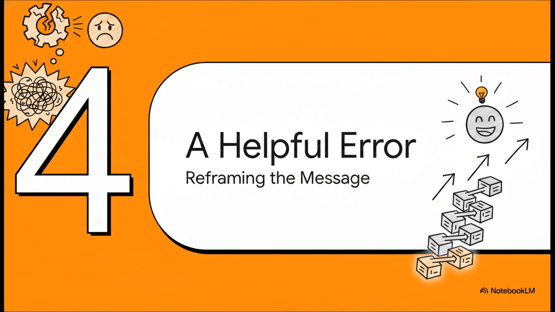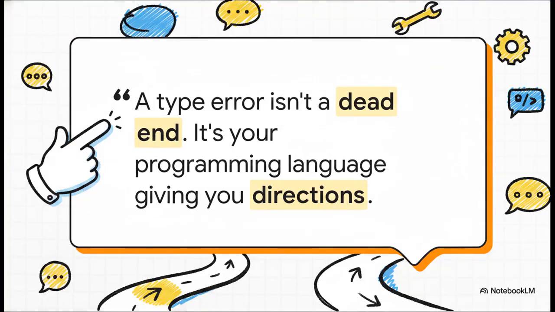So I want to end by reframing how we think about these kinds of errors. You know that initial feeling of frustration when your code just stops working? Let's try and turn that into something a bit more positive. So here's the big takeaway. A type error is not a failure. It's not a dead end. It's actually a form of communication. Think of it like your programming language is gently tapping you on the shoulder and giving you helpful directions to fix a problem it already found for you.